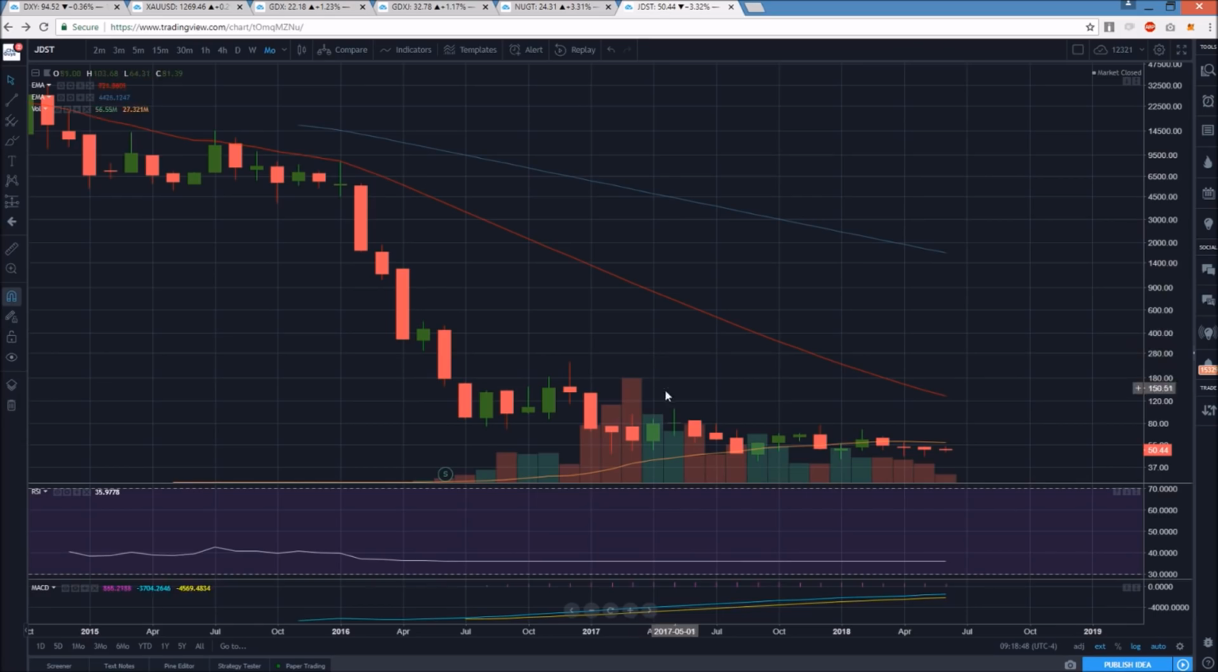So here's JDST. This is the bear of the junior miners. Again, very clear equilibrium pattern here on the monthly. We've been within it now for the last year plus. That is a long time. The range is clearly tightening and breaks are coming. It's just not coming very quickly. If this were a daily pattern, I'd be looking for a break within a week or two. But because it's a monthly pattern, I'm looking for a break within maybe 2 to 4 months. So we'll continue to check back in.